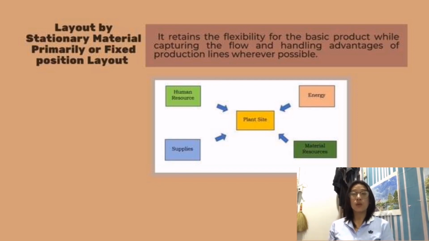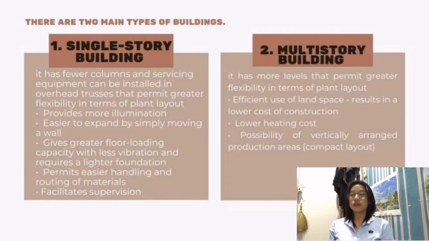And also, there are some disadvantages, which is difficulties in applying proper machines, tools, and specialized employee skills due to immobile materials. Since we already know the manufacturing considerations, let's move on to plant buildings. There are two main types of buildings.